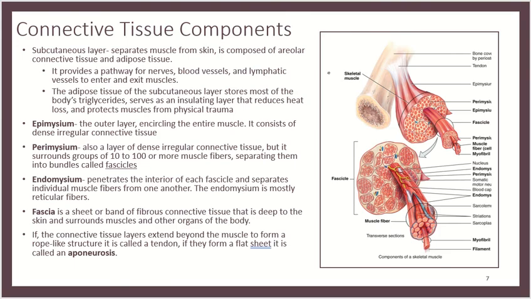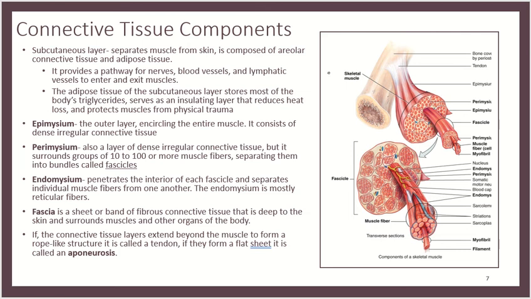So let's look then at the connective tissue components of muscular tissue. So this is going to surround and kind of encase the various parts of the muscle. So the subcutaneous layer is the first layer that we're going to discuss, and this is going to separate muscle from skin, and it's composed of areolar connective tissue and adipose tissue.